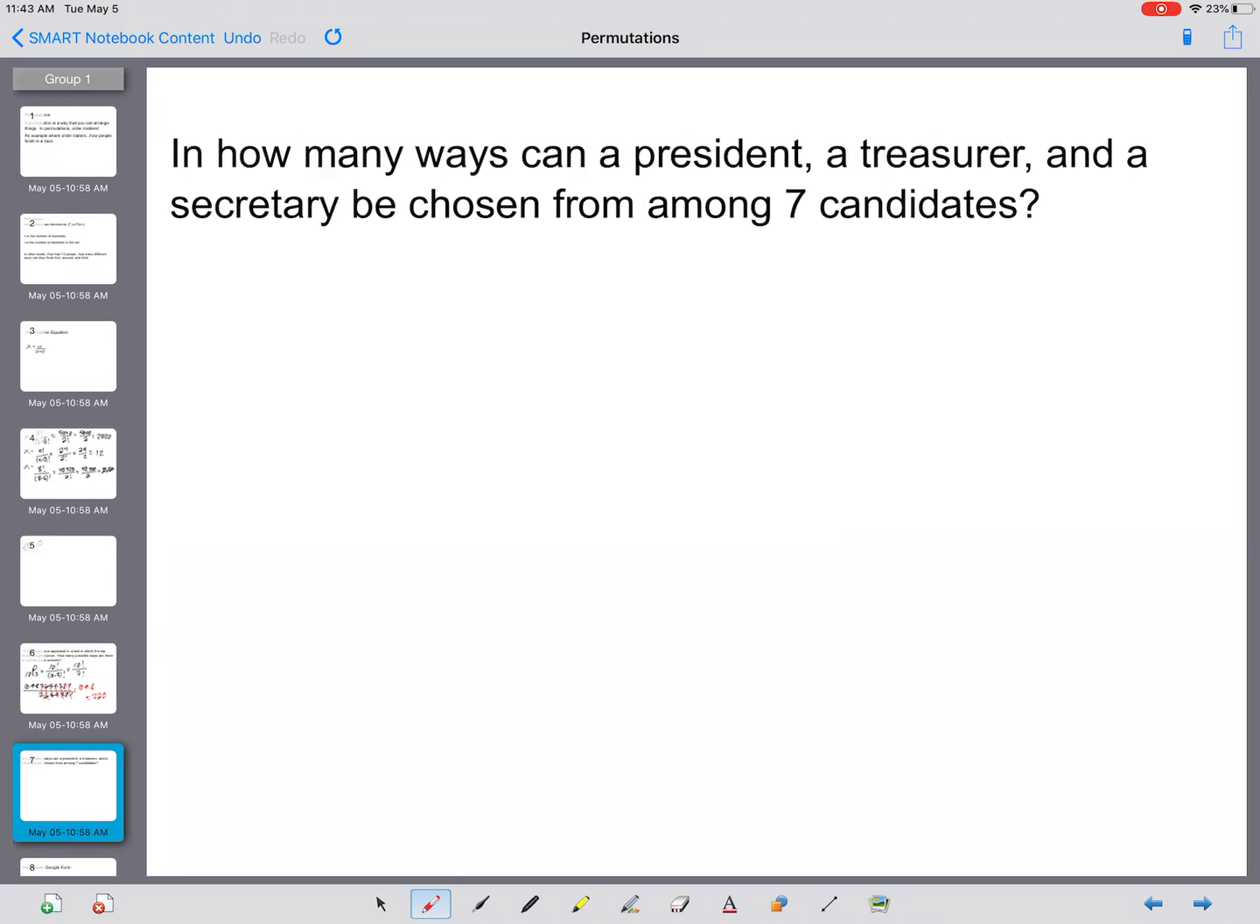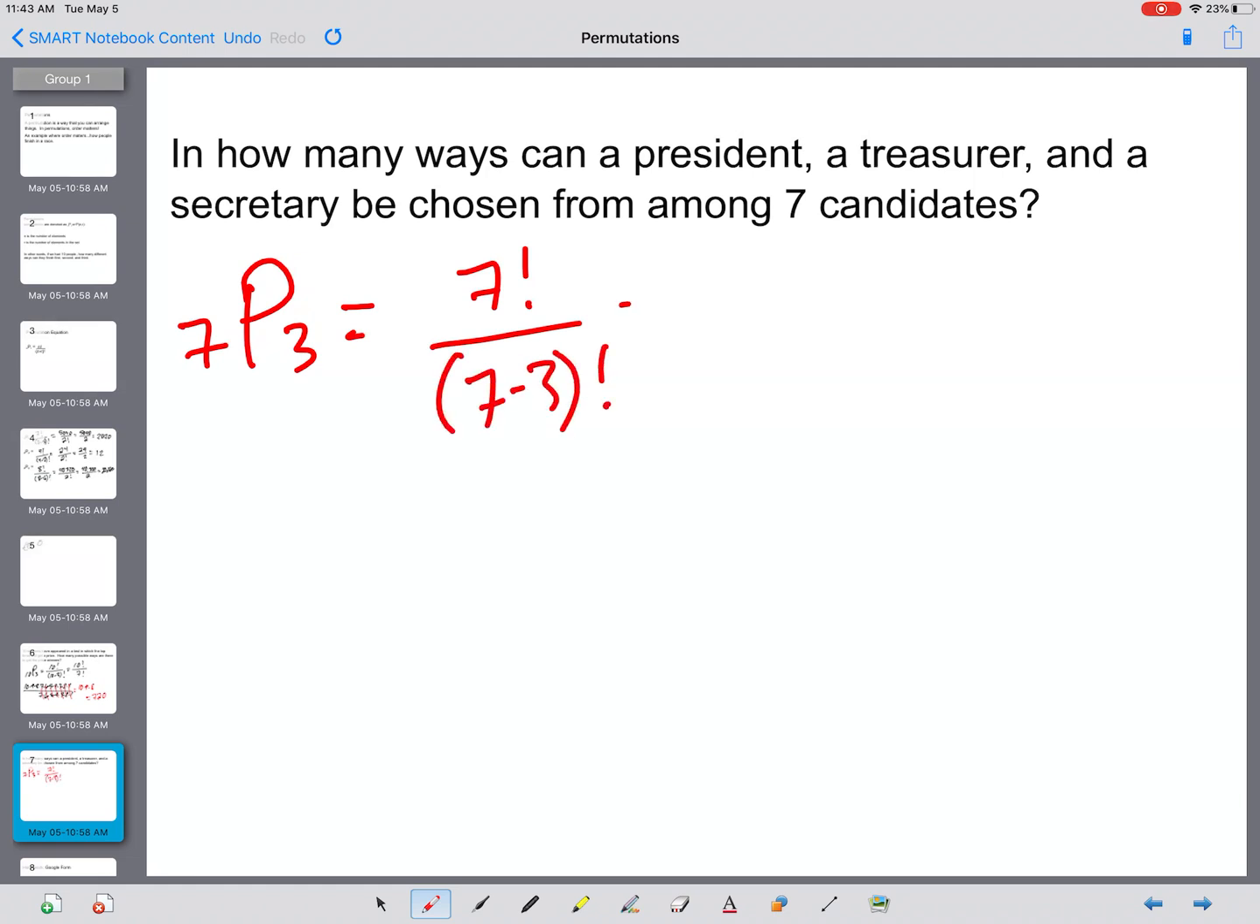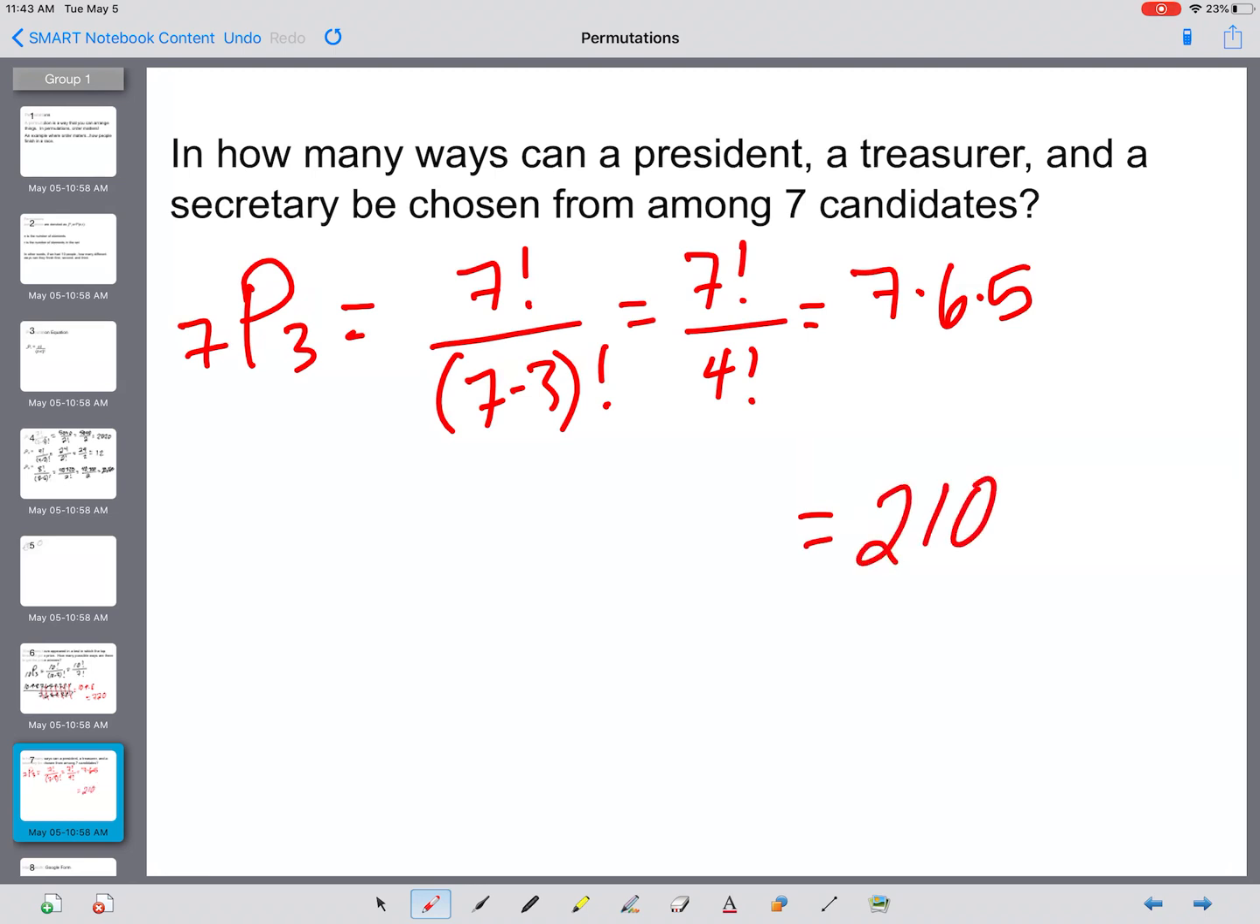Now, how many ways can a president, a treasurer, and a secretary be chosen from among 7 candidates? Again, we're looking at that same thing. So we're looking at 7 permutations 3. So I've got 7 factorial over 7 minus 3 factorial. That's 7 factorial over 4 factorial. The 4 factorial down below will cancel, so I'm left with 7 times 6 times 5. When I do that, I get 210 different ways.